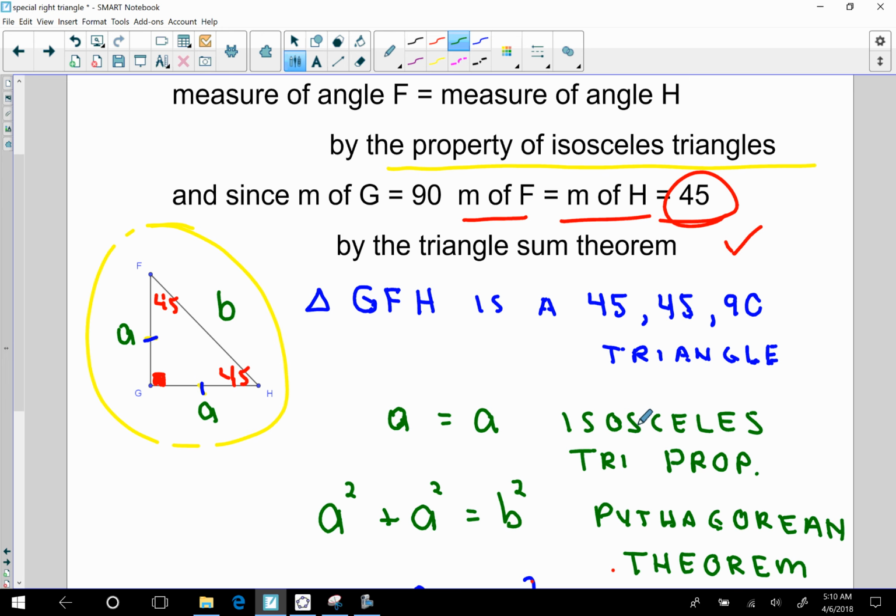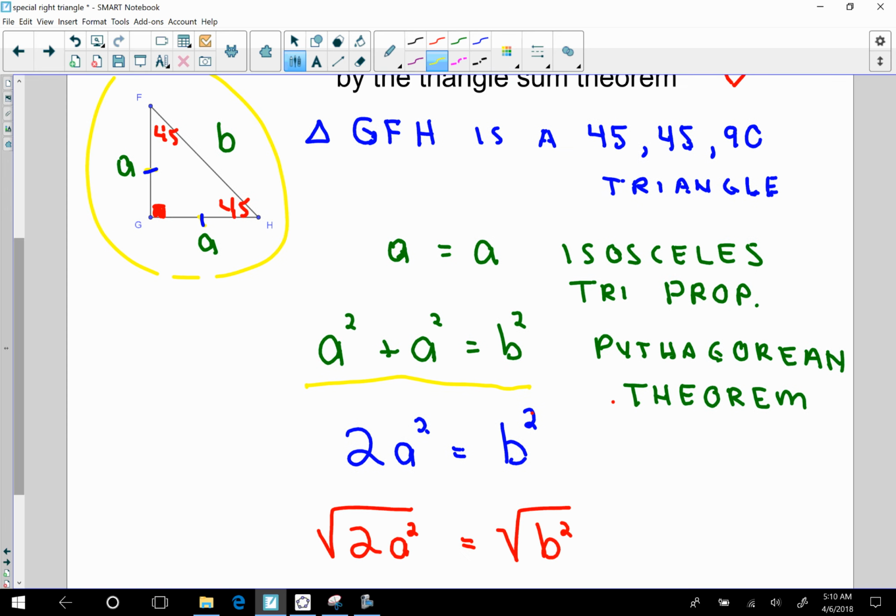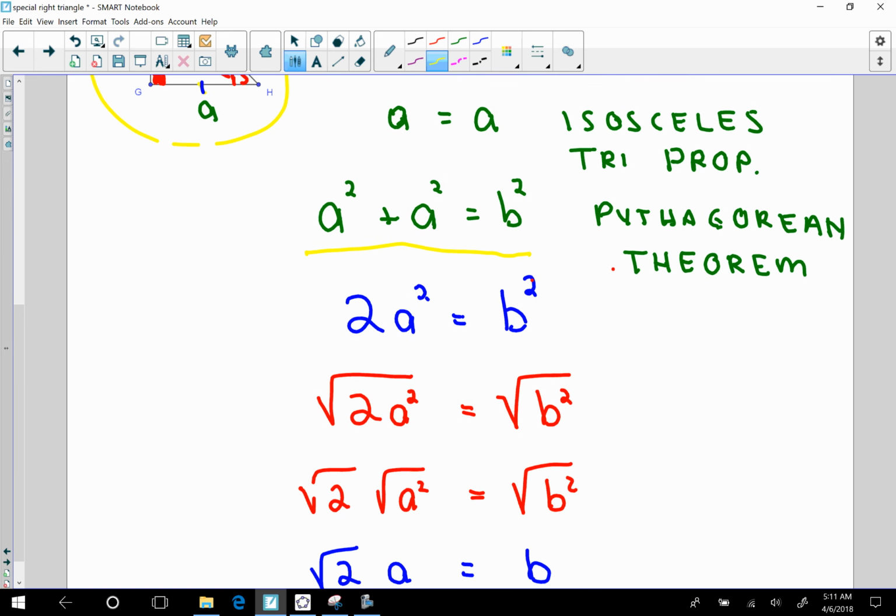And then we have this equation, A squared plus A squared is B squared. That's the Pythagorean theorem. We're going to do just a little bit of algebra here. A squared plus A squared is 2A squared, which is B squared. And now I want the square root to find B. I'm going to take the square root of both sides. Small little property of algebra here.